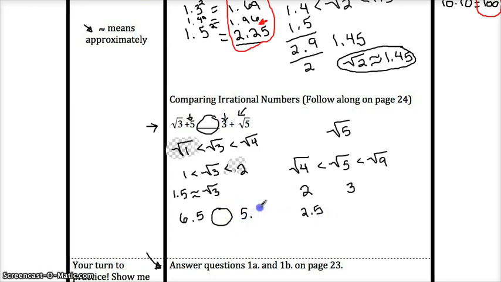So now we have 6.5 and 5.5, and it's asking you which one is greater. And it goes this way. 6.5 is greater than 5.5. So that would be your final answer on letter A on example 2.